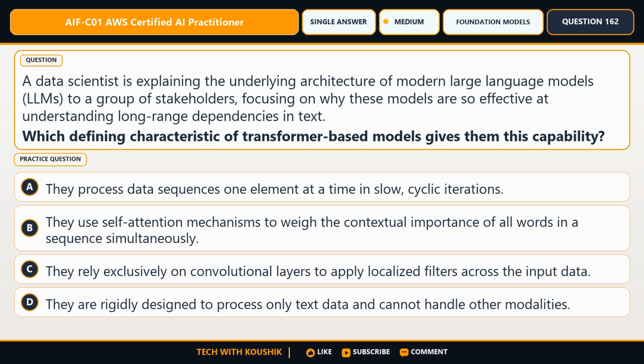Review the options and eliminate any clear mismatch. Option A is they process data sequences one element at a time in slow, cyclic iterations. Option B is they use self-attention mechanisms to weigh the contextual importance of all words in a sequence simultaneously. Option C is they rely exclusively on convolutional layers to apply localized filters across the input data. Option D is they are rigidly designed to process only text data and cannot handle other modalities.